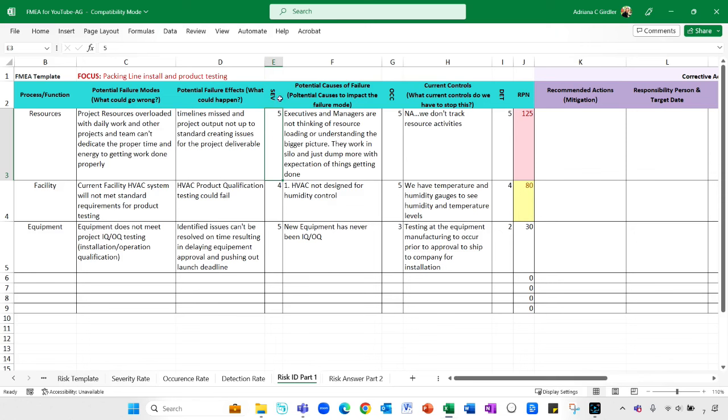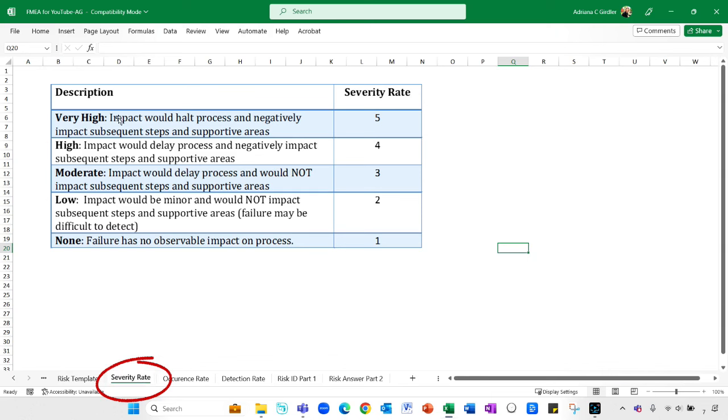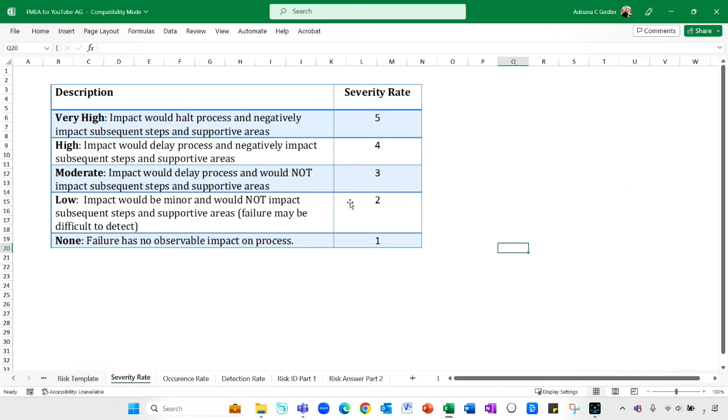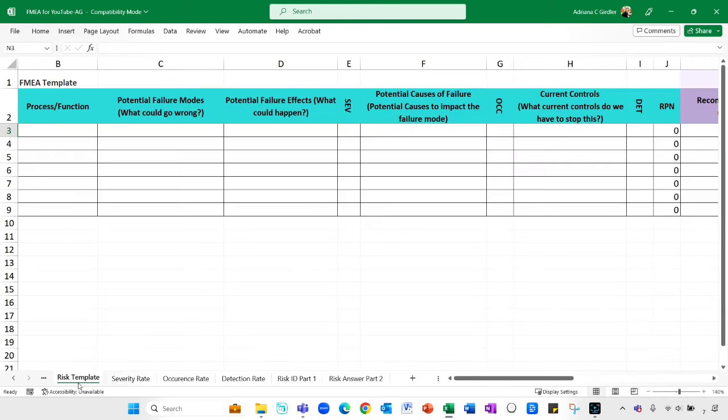Now, this severity ranking right here, collectively as a team, we decided it was a 5. But if you want to know what that severity ranking is, let's go over here to this tab. It really is a simple ranking system from very high to none. And the severity rate for very high is a 5. And this is where you discuss as a team. Let's talk about, do we think it's a 5, 4, 3, 2, or 1? There's no science to this. You're going to kind of do a guesstimate on it, and that's okay. You, again, are just giving yourself an idea as to what would be the severity if that would happen.